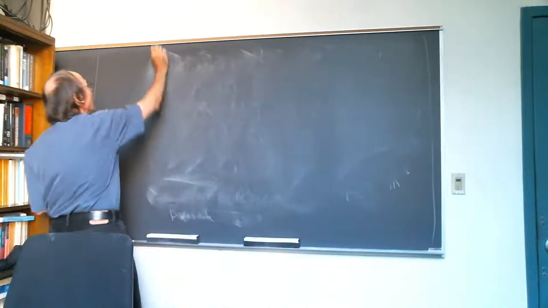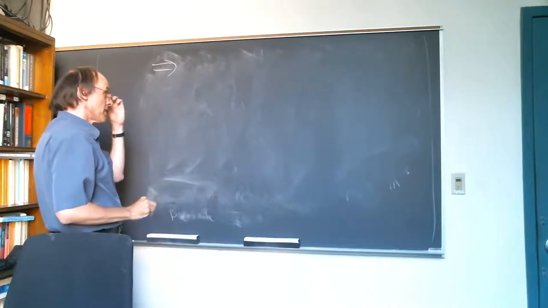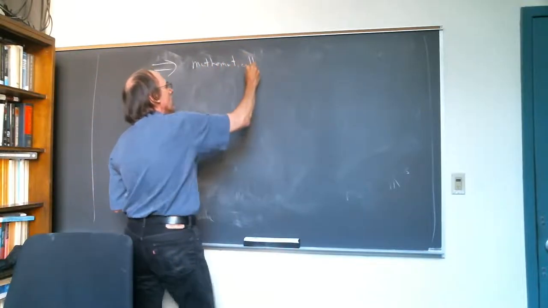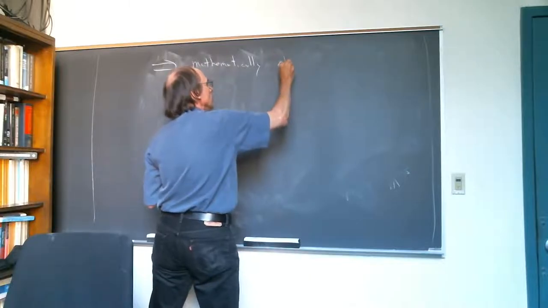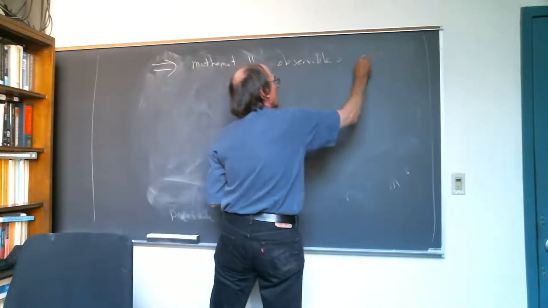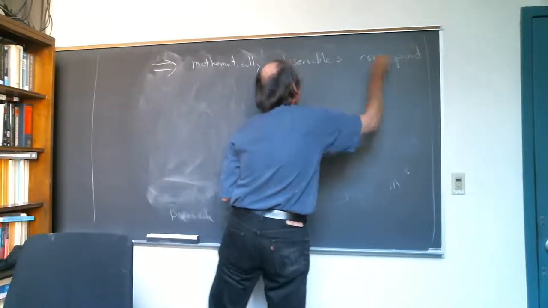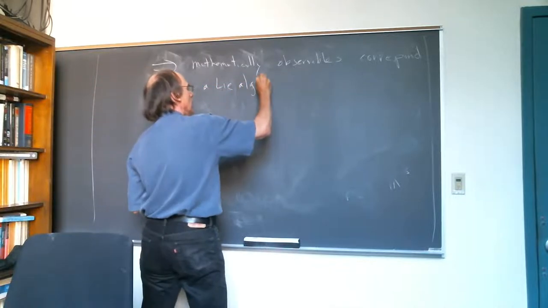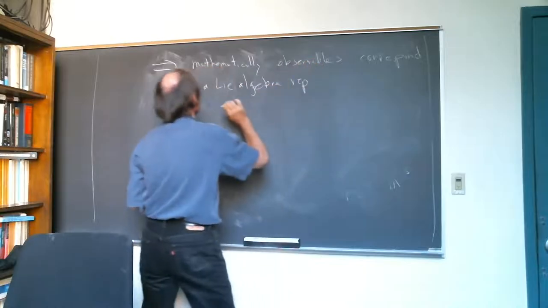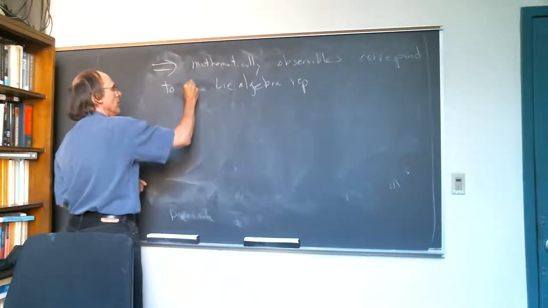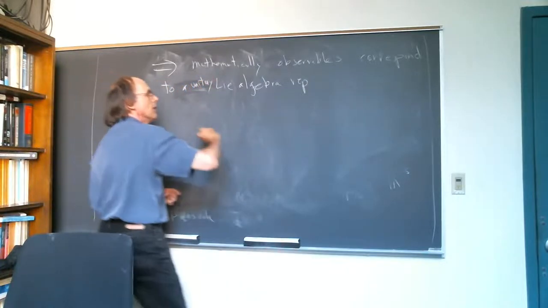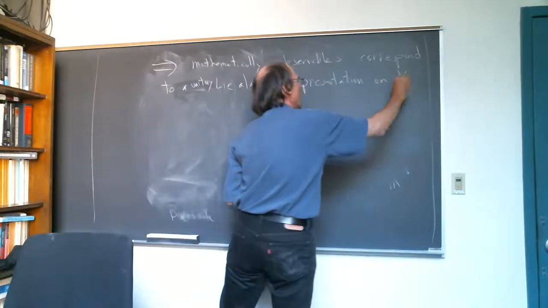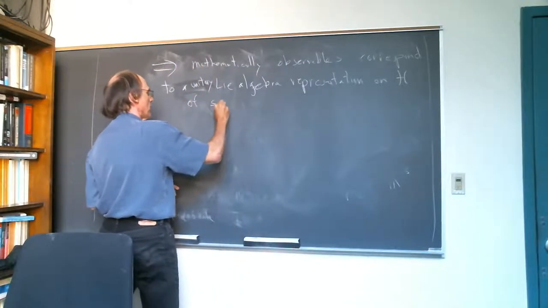So this implies that you should think of the observables as mathematically corresponding to a Lie algebra, a unitary representation on H of some symmetry group.